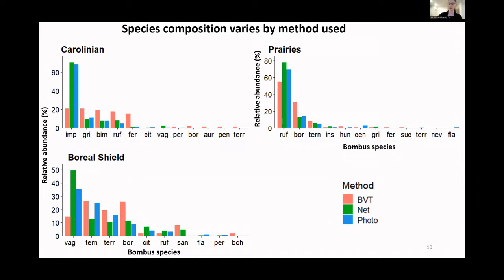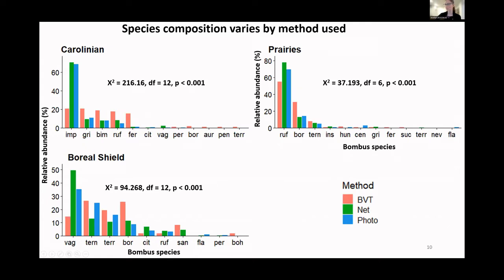And comparing across all 3 regions, a pattern emerged where the netting and the photographic methods produced a much more similar species composition to each other than to the blue vein traps. And we can see this in all 3 regions, where the blue vein trap distribution is the most distinct.